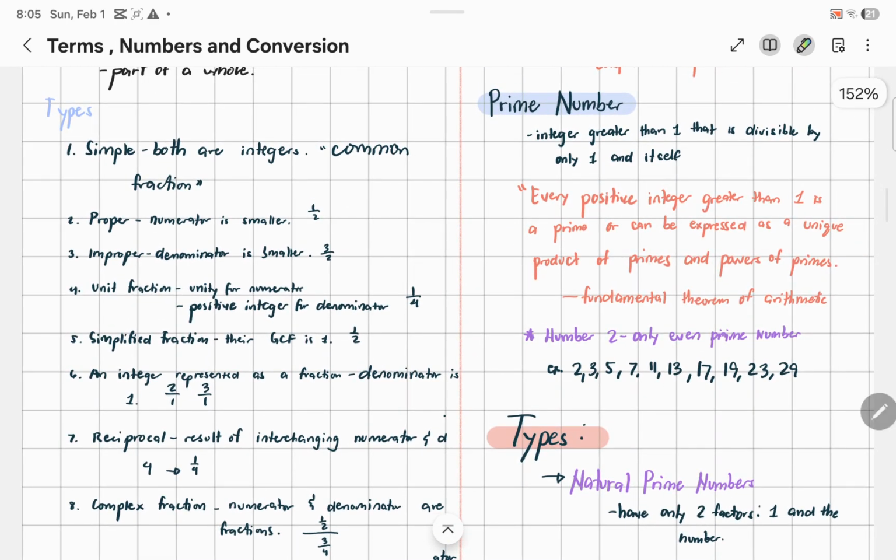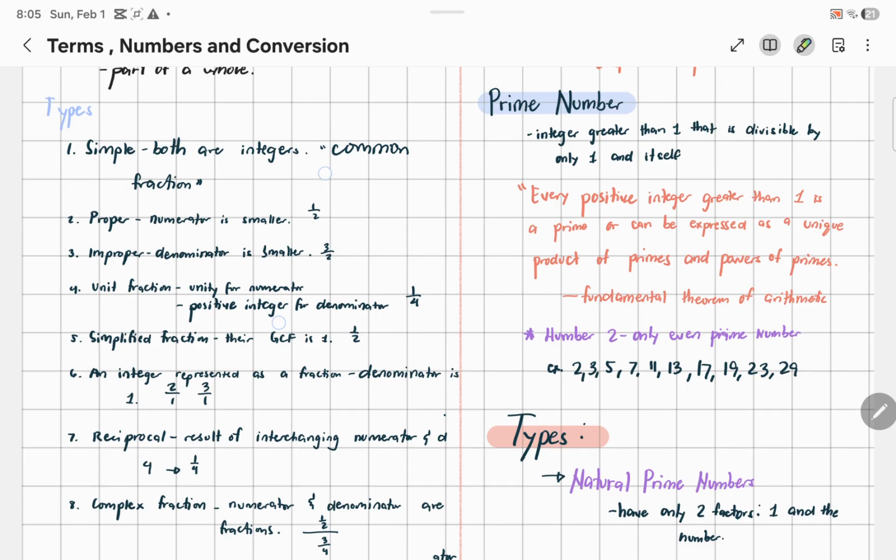When we say simple fraction, a and b are both integers. These are also known as the common fraction. So the simple fractions are anything like 1/2, 2/1, 3/4, and so on.